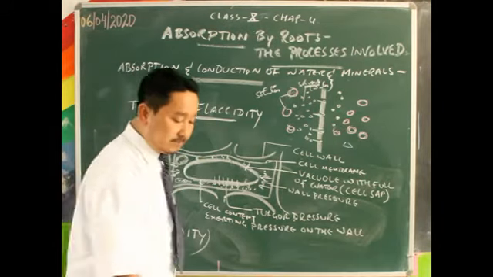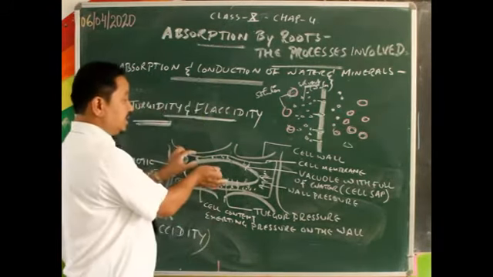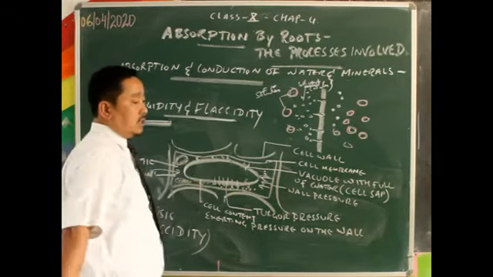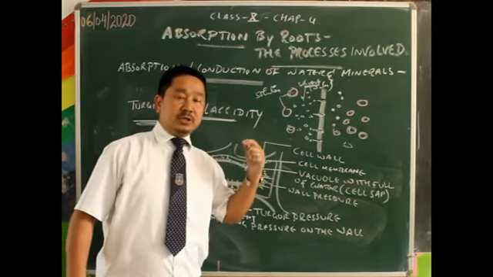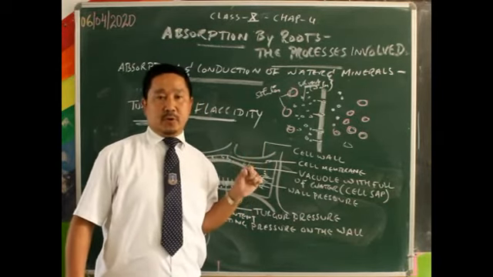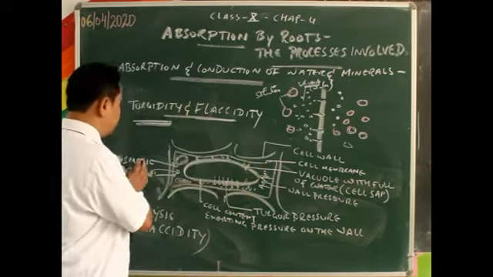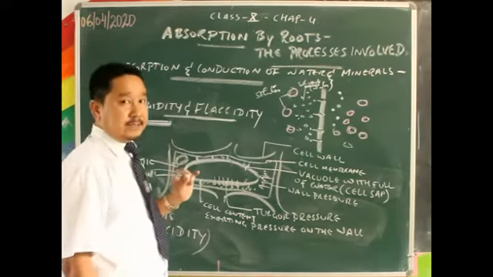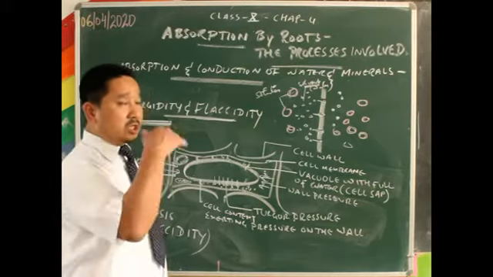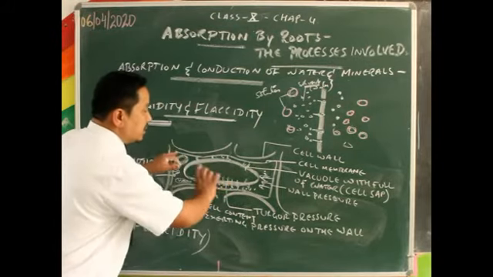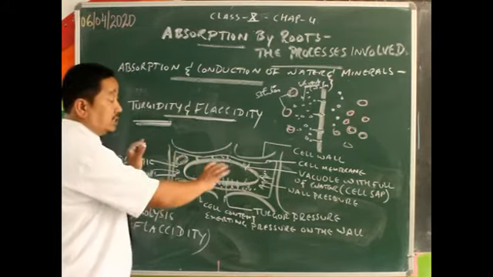So what happens is that turgidity usually takes place in the solution which is hypotonic, when the water molecules move from outside to inside, which I've told you before also. Just opposite to that, this is now a turgid cell. Now see, here we can see turgidity.